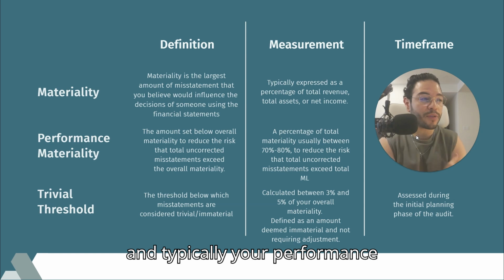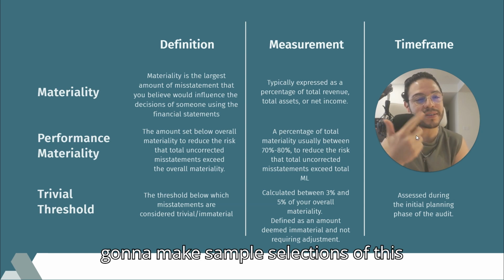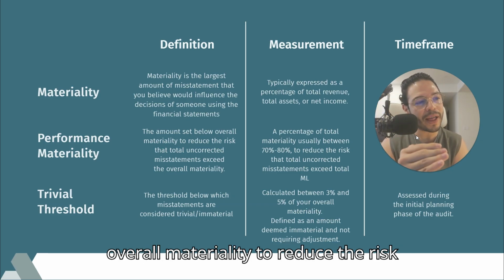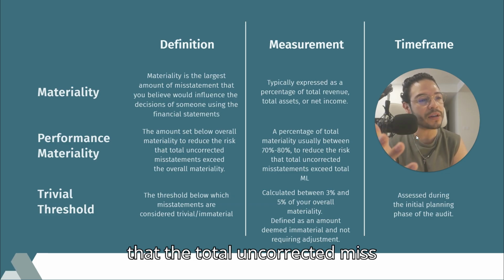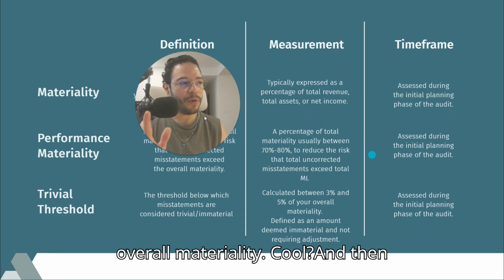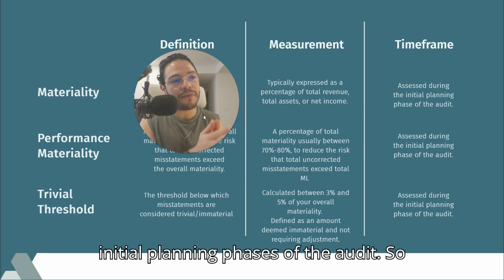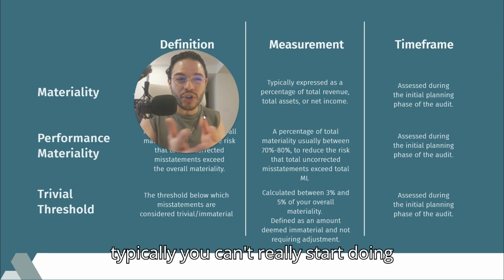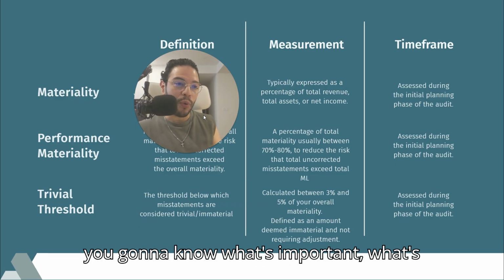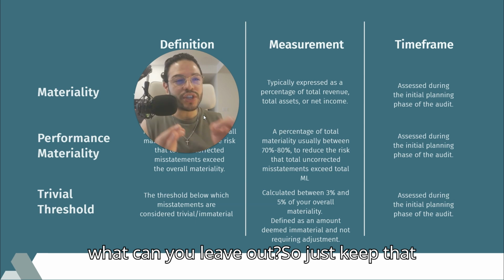And typically, your performance materiality, you're going to use this for your sampling, for your testing. You're going to make sample selections of this. Again, it's just an amount set below your overall materiality to reduce the risk that the total uncorrected misstatements do not exceed the overall materiality. Cool. And then time frame, it's also assessed during the initial planning phases of the audit. Typically you can't really start doing much of your audit until you have your materiality calculated, because how are you going to know what's important, what's not? What are you supposed to scope in? What can you leave out? So just keep that in mind.